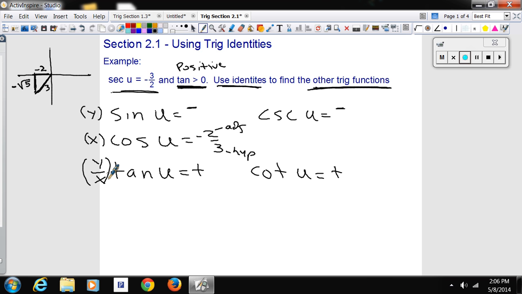Could we now find our other trig functions? What would my sine be? Negative radical 5 over 3. What would my cosecant then be?